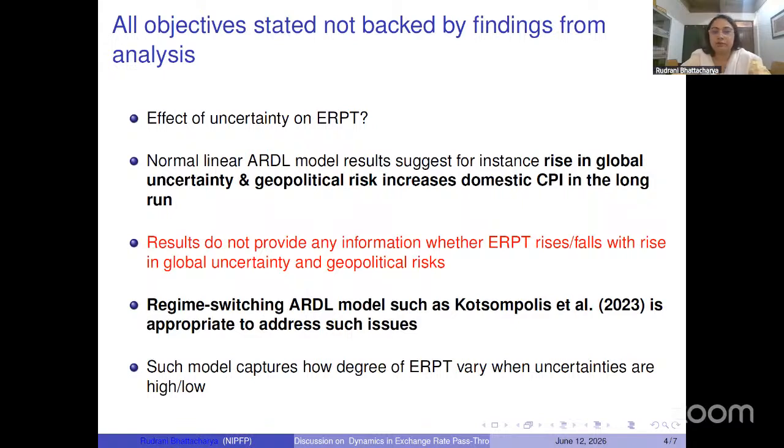That can be done in a type of regime switching ARDL model, where the authors can look at how the ERPT coefficient varies when these uncertainty indices are above a particular cutoff value or below it. Then it gives a lot of new insights in the literature. So I would suggest looking at it in a regime switching way rather than just a linear way, because from the linear model we can only say that, as in the table of results, when uncertainty increases, there is a rise in all the prices. But it doesn't say anything about how the exchange rate pass-through changes. Next, please.